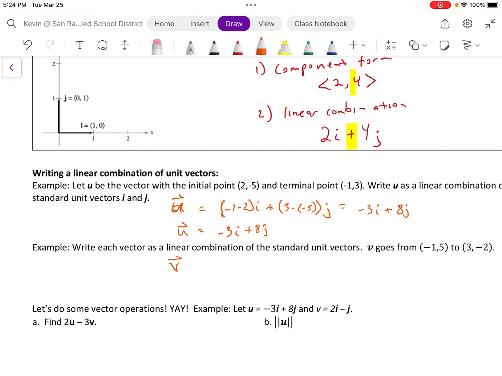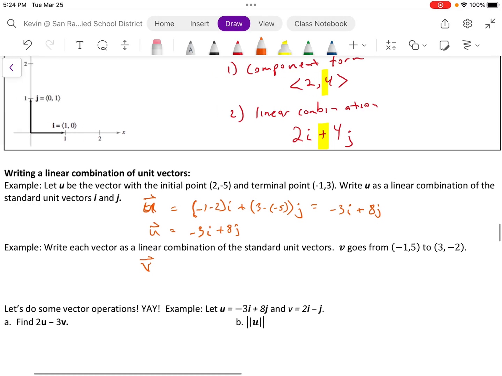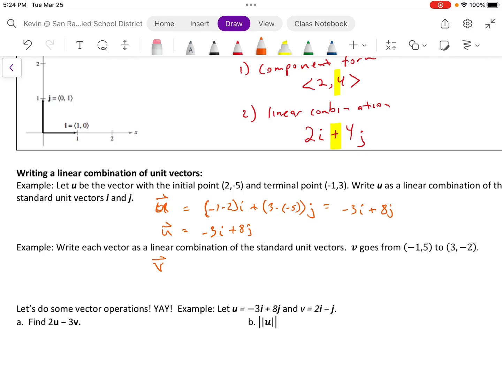Hey, we can do it again. We'll do it for vector v. Same thing, it's just written differently. It says write each vector as a linear combination of the standard unit vectors. I guess it's just a different way of saying what we just did. So again, v goes from here to here. So this is initial, and this is terminal. In the previous problem, they used those two terms, but here it just goes from there to there, so we know which one's initial and which one's terminal.